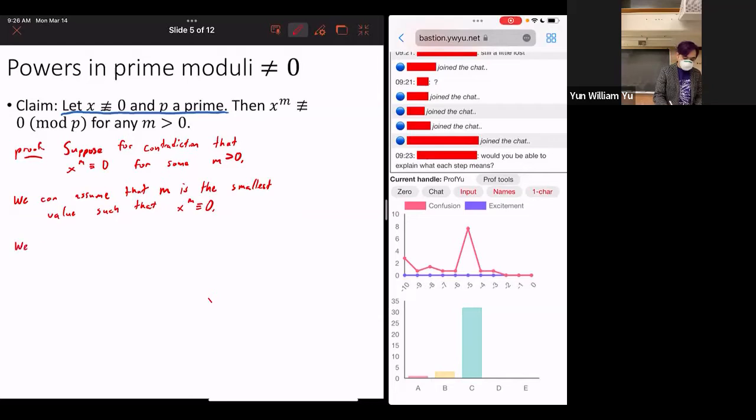What else do we know? We also know that x to the k is equivalent to one for some k greater than zero. Why do we know that? Why should it not be surprising that x to the k is equivalent to one for some other k greater than zero?